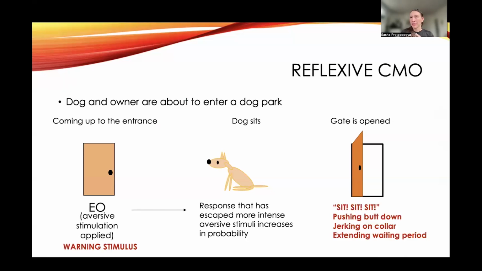But what I would probably suggest, and I think if we observe the dog's behavior, we might see, is that this is probably an application of aversive stimulation. There's a warning stimulus in place that if the dog does not sit, things are going to get worse. So for example, if the dog is not sitting, what is the owner going to do? They're going to ask the dog or repeat the command a whole bunch of times, push the butt down, jerk on the collar, maybe extend the waiting period.